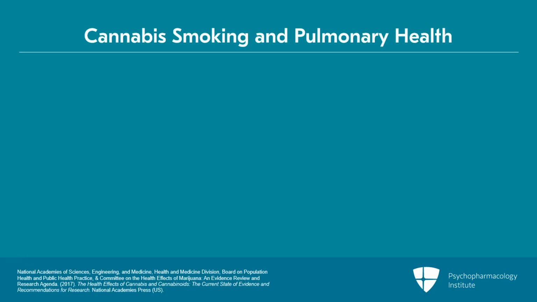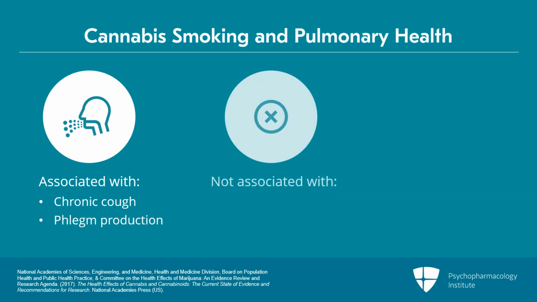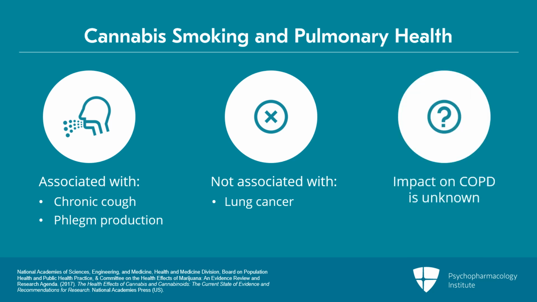Now I'll discuss cannabis and pulmonary health. Regular cannabis smoking is associated with chronic cough and phlegm production. These symptoms generally resolve when smoking stops. To date, the evidence suggests that cannabis is not associated with lung cancer, unless cannabis is mixed with tobacco, which is a common practice. And more research is needed to determine the impact of cannabis smoking on COPD.